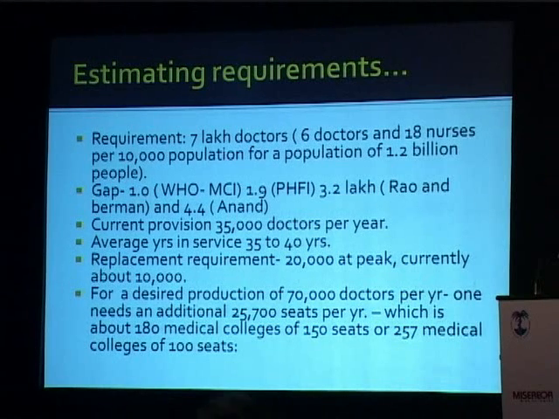And you look at the gaps as calculated from what exists to what is required, and you would have a gap ranging from 1 to 4.4 per 10,000. And then the current provision: the current output of the medical colleges is about 35,000 per year. Allow for the usual attrition, taking a career span of a doctor of 35 to 40 years. And then you say replacement, even at its peak levels, would be 20,000, but say about an average of 10,000.